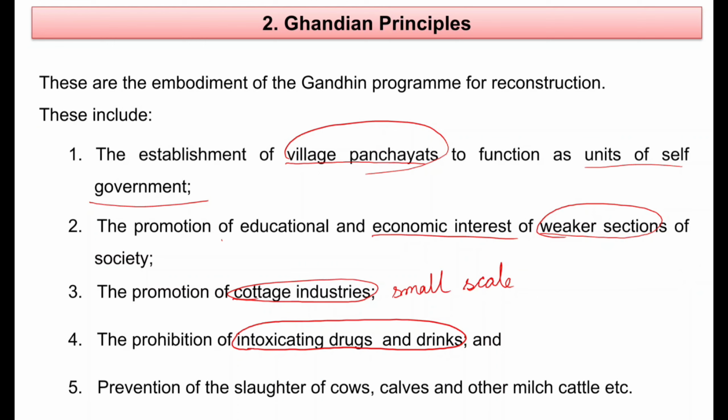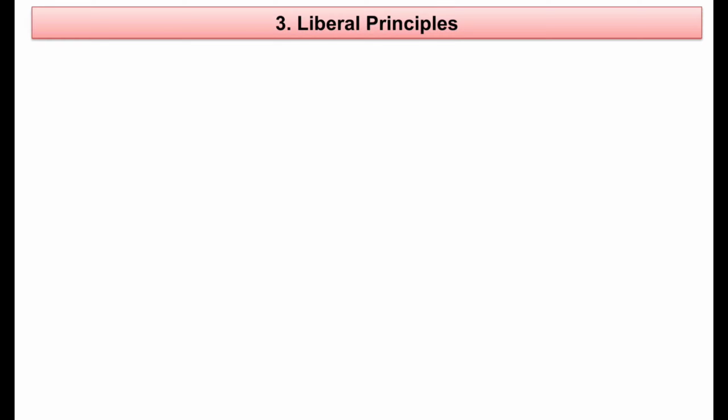And the last point under the Gandhian principle is the prevention of the slaughter of calves and other milch cattle, especially useful cattle. There should be prevention of slaughtering of cows, because they provide you milk and are a source of income as well, and are a living creature. And as we have learned in our fundamental duties, there should be a soft corner in our heart for all living creatures. So there should be prevention of the slaughtering of calves and other milch cattle. That was the Gandhian principle.